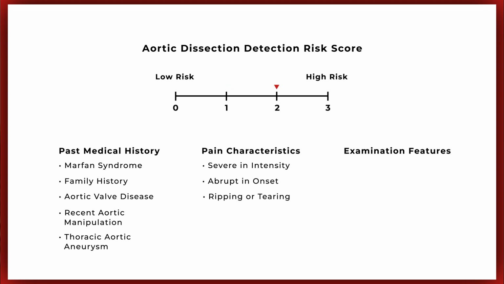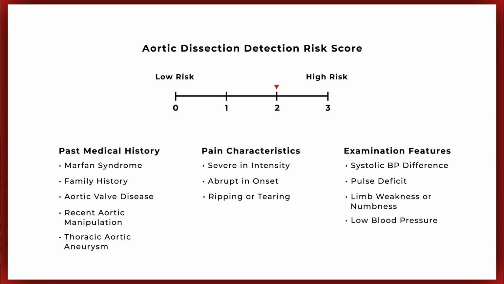And then finally, they are examined. Do they have any difference between the blood pressure in their arms? Any difference between the pulses in their arms? Do they have weakness or numbness of a limb? Do they have low blood pressure? Or do they have a heart murmur related to aortic valve disease? If they have any of these characteristics, again, they get another point onto their risk score.